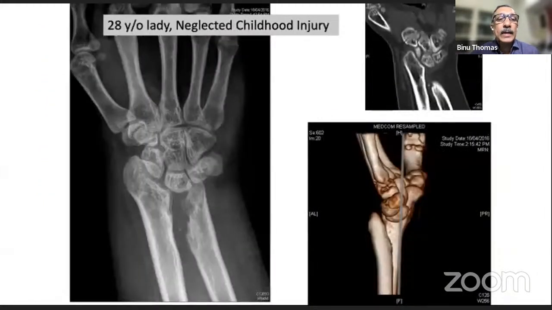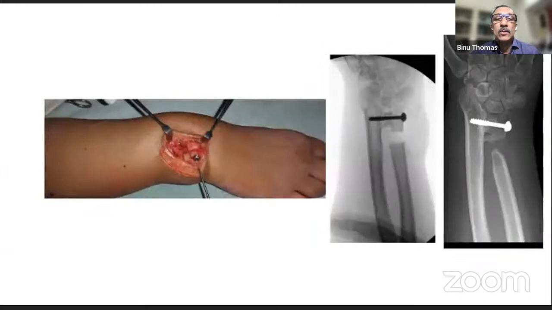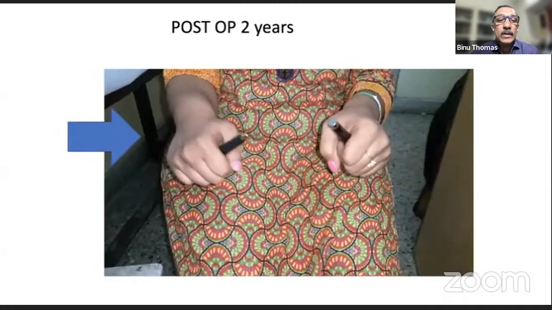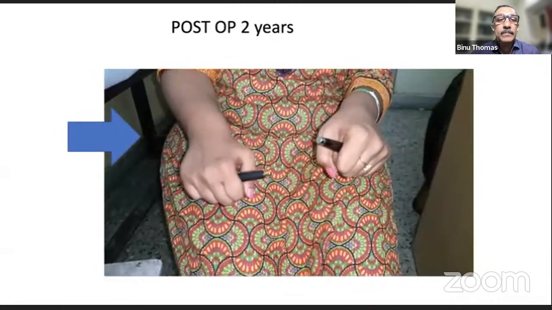Here's a 28-year-old lady, with a neglected childhood injury, and now very painful. So we did a Sauvé-Kapandji, but used the resected ulna as a graft to provide that breadth of the joint. And she has done quite well, with good range of motion. She was very happy again.